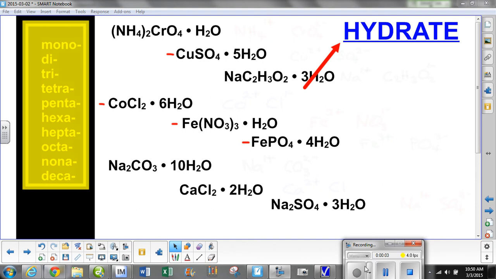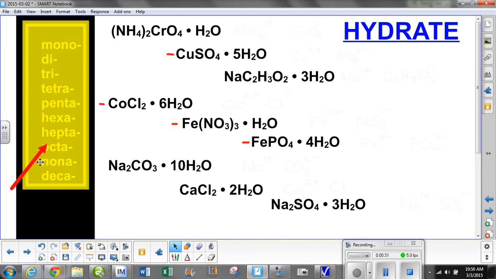This is March 3rd of 2015, and we are going to be looking at what I've got a red arrow pointing at, and that's hydrate. Hydrate is very, very important, and it's something that we're going to be doing in our lab, and it's something that will just be a natural extension of what we've been doing with naming molecules, and you're going to see how this works when we're talking about a hydrate.